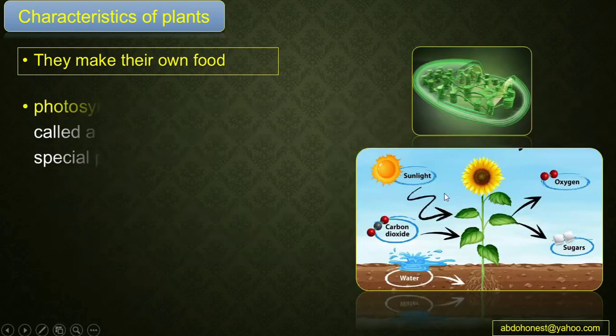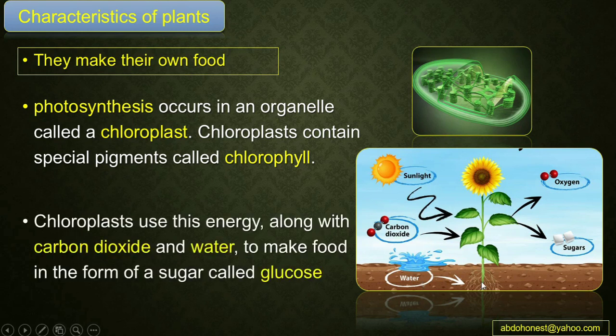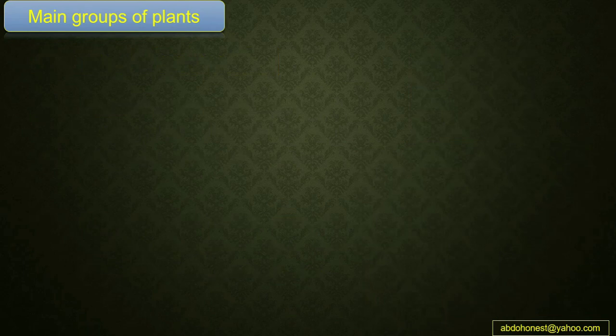Okay, how can the plant do photosynthesis? Simply, guys, by taking sunlight, by taking carbon dioxide from the air, by taking water from the root, and finally they can make their own food in the form of sugar, which is glucose, and can release oxygen to the environment. Okay, guys, so we have the main groups of the plant.